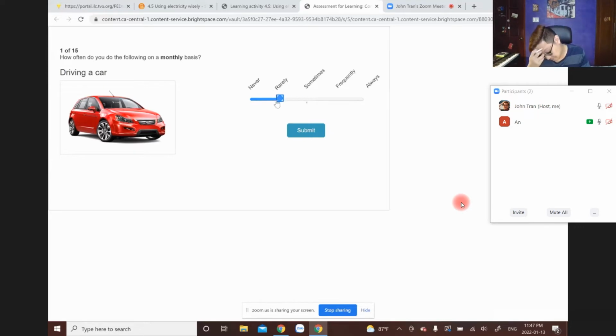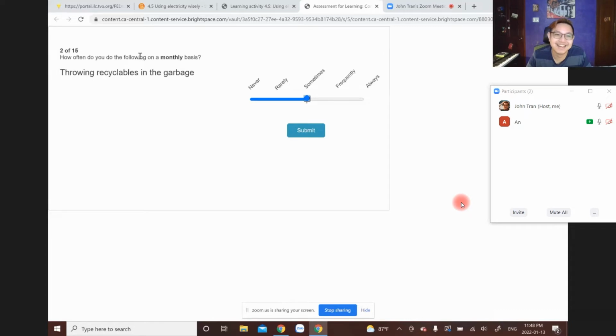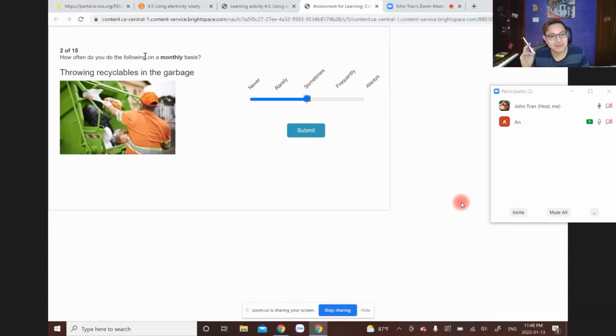Driving a car. I don't have a car. Throwing recyclables in the garbage. So it means you throw things that should have been recycled in the garbage. For example, what is recyclable? Electrical equipment. What else? Paper, fabric, like clothes. You can recycle it, but you throw it away anyway. Or recycle. I rarely do it.